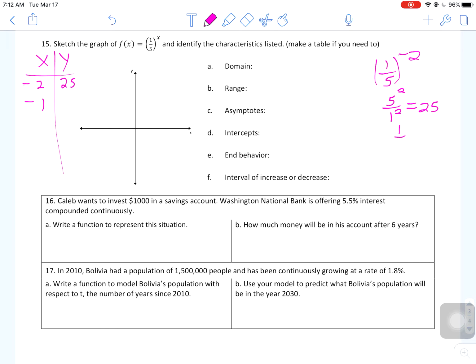So if I do 1/5 to the -1, that flips it over, and it becomes just 5. Anything to the 0 power is 1.